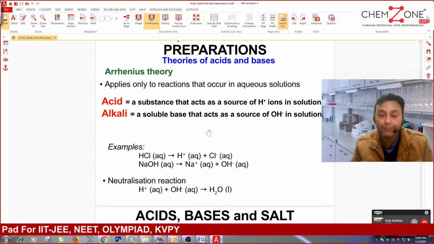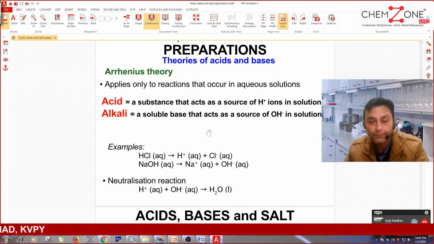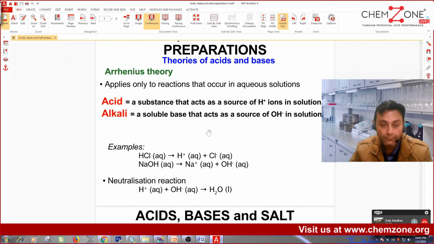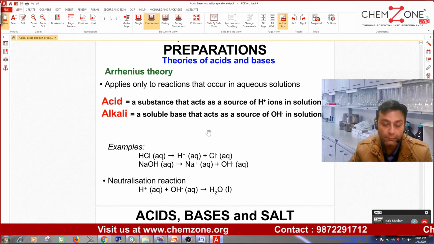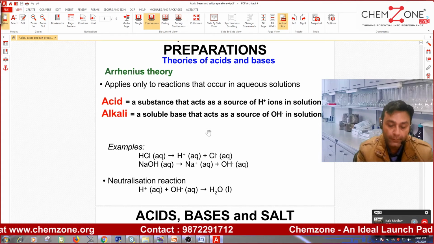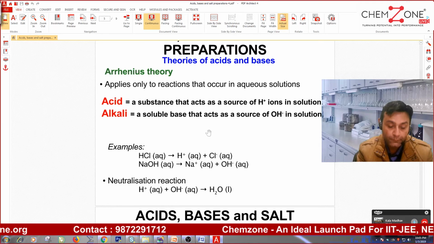Can you tell me any other example of an acid, except for HCl? Do you know any other acid? Nitric acid? HNO3? Yeah, nitric acid. Good. Then sulfuric acid.